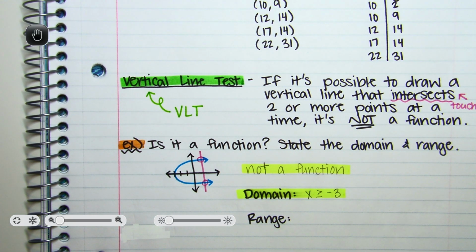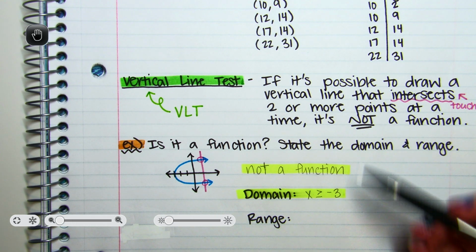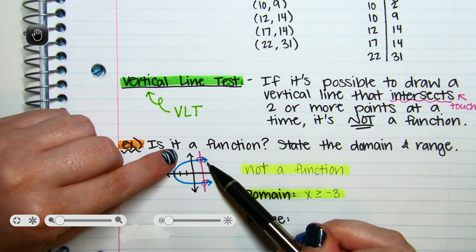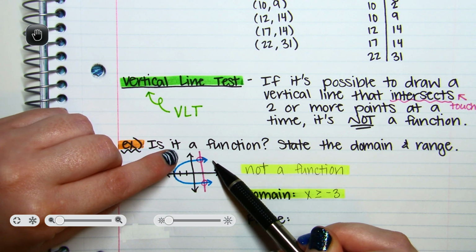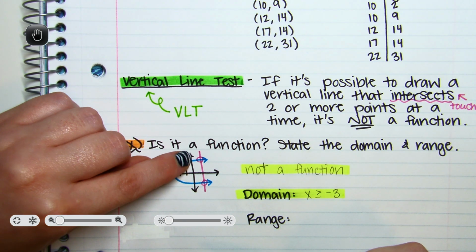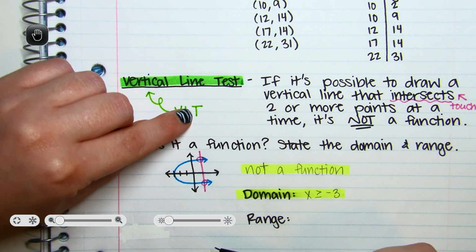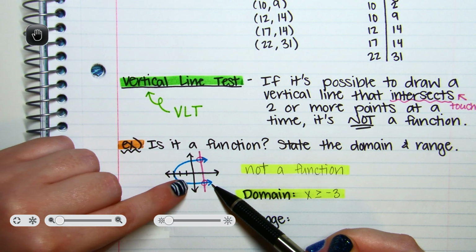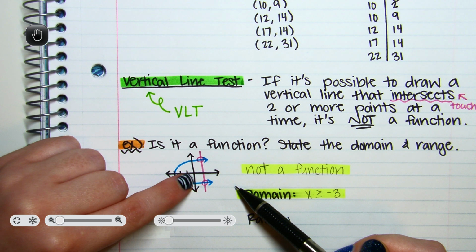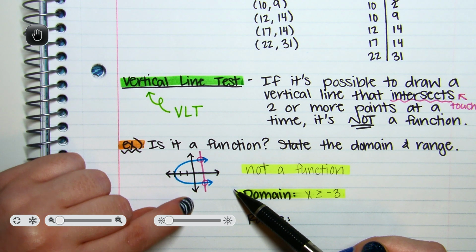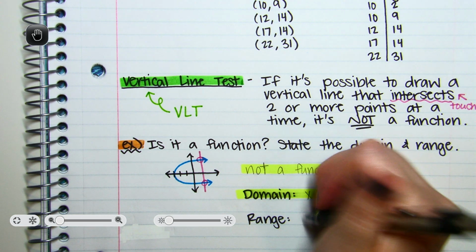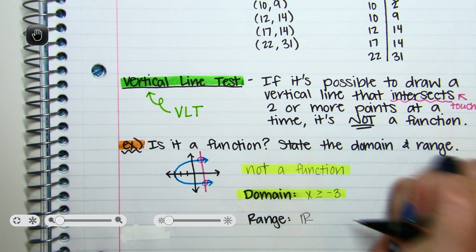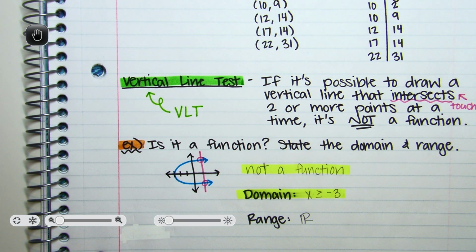Now my range, that's my Y values, the up and down. As this arrow up here continues going to the right, it's going to keep going up forever and ever, which means it's going to be positive numbers forever. This arrow down here, as it keeps going to the right, my graph is going to keep going down forever and ever. It has no limit, which means it can be everything. And the way we say everything is all real numbers.